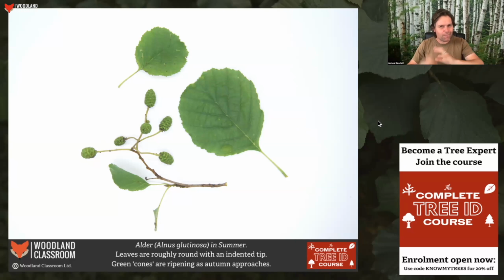Alder's a bit of a rule breaker. It breaks those rules because you think of cones, conifers with needles, but this one breaks the rules. So that's a really good thing to know because hazel doesn't have anything like this at all. So a really good one to know.